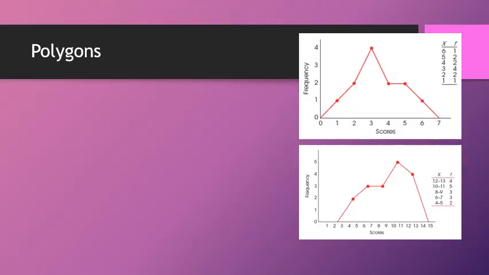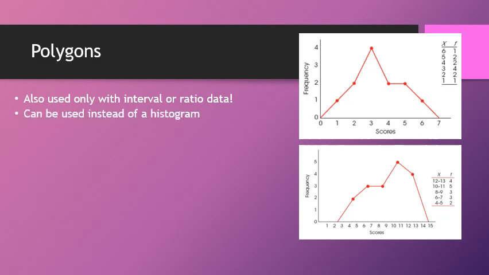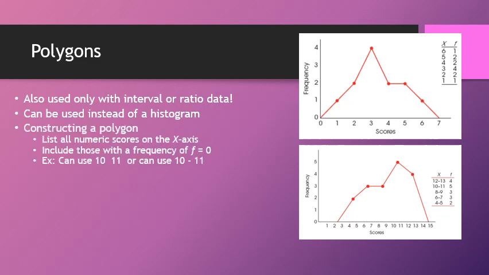Let's look at polygons. Polygons give the same information as a histogram, and they're used only with interval or ratio data. So you can use these instead of a histogram. To construct a polygon, again, you list all the number scores on the x-axis, same as with a histogram. You even include those that have a frequency of 0, same as with a histogram.